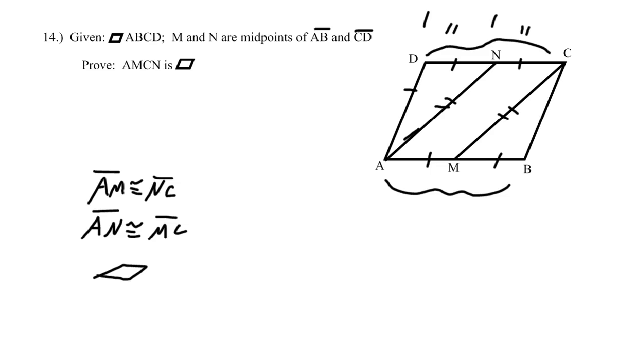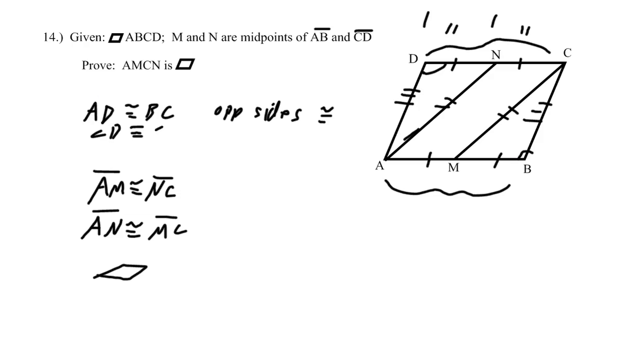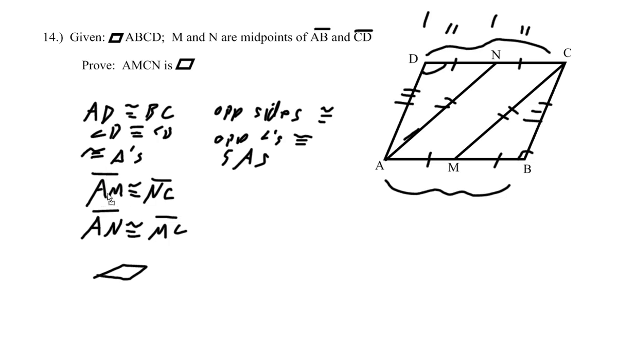And to do that, I would say that AD is congruent to BC because opposite sides are congruent on a parallelogram. And then I would say angle D is congruent to angle B because opposite angles are congruent. And then I would do the two congruent triangles, and they would be congruent by side angle side. And then AM, and then we could easily say that AN and MC are congruent by CPCTC. So there's some key steps.